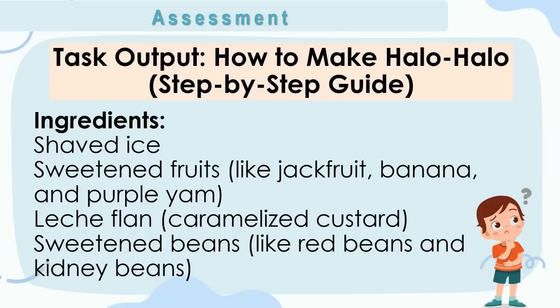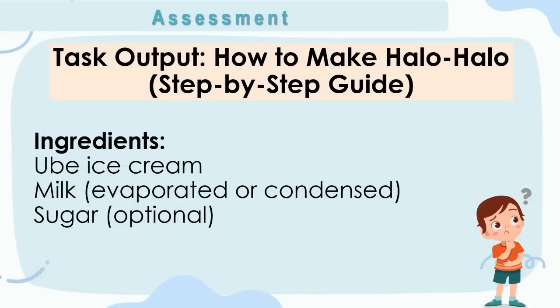Here is a sample task output. How to make halo-halo step-by-step guide. We have for the ingredients: shaved ice, sweetened fruits like jackfruit, banana, and purple yam, leche flan, caramelized custard, sweetened beans like red beans and kidney beans, ube ice cream. We have milk, evaporated or condensed, and sugar, and it is optional.